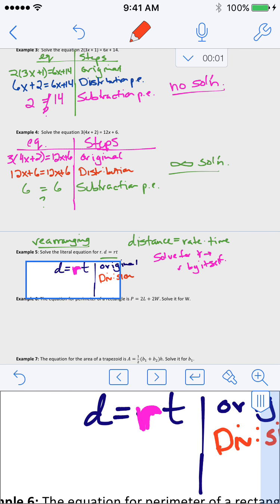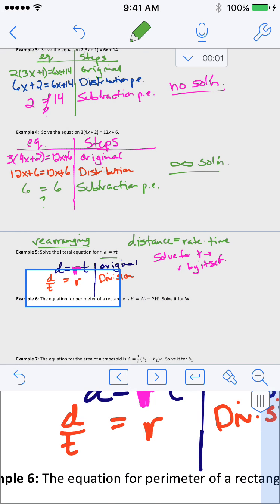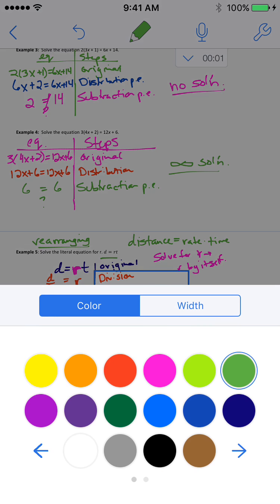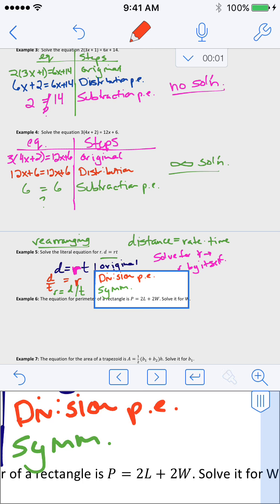When I divide by t on this side, I'm just left with r. And when I divide by t on this side, I get d over t. Now, in the last problems, if I had something like 16 divided by 8, I knew that was 2, and I could go ahead and make that step. I don't know anything about d and t, unfortunately, so I'm just going to leave it as d over t. And that's okay, too. Then I can use the symmetric property of equality to say that r is equal to d over t. It says I can write it in either way.